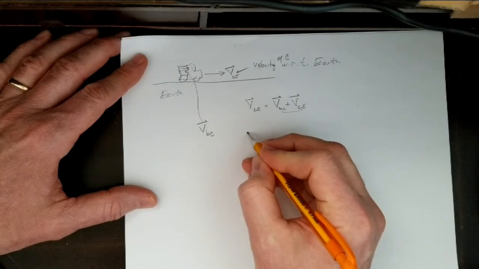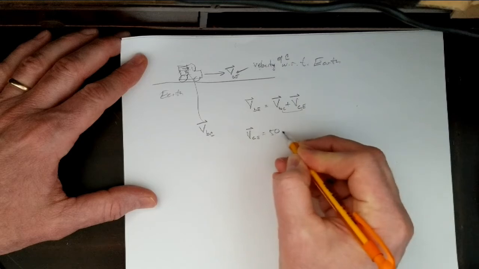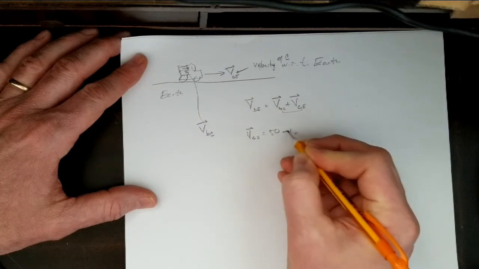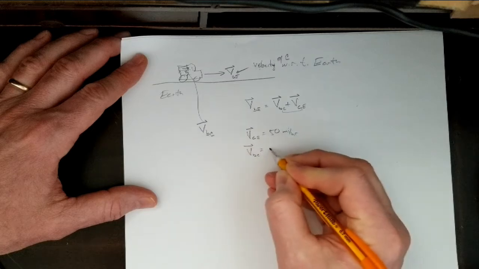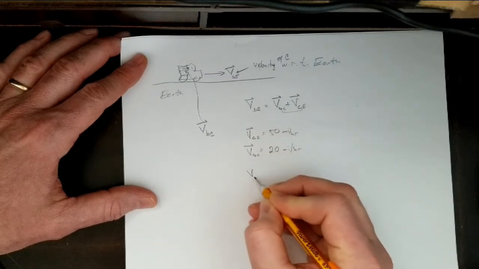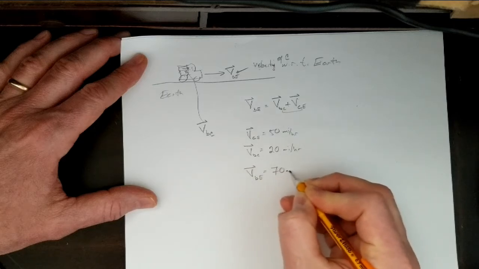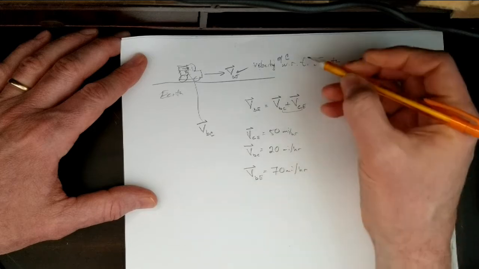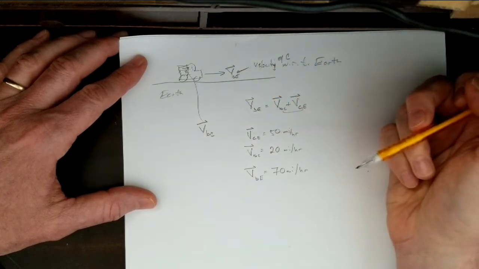So if the velocity of the car with respect to the Earth is 50 miles per hour, and the velocity of the ball with respect to the car is 20 miles per hour, then the velocity of the ball with respect to the Earth would be 70 miles per hour. So if you had someone with a speed gun over here who could actually measure the speed of the ball, it would go at 70 miles per hour.